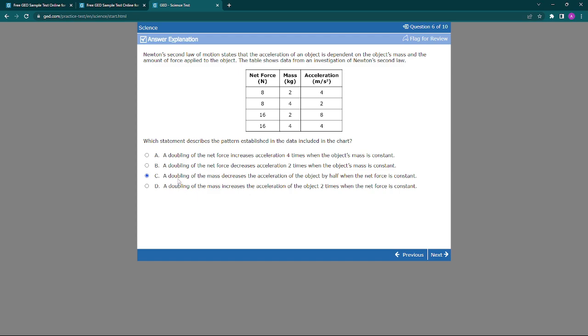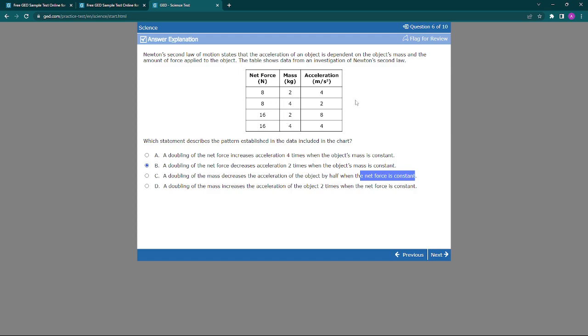So we're still doubling the mass. Oh, wait. So 2 to 4 decreases. Yep, and then 2 to 4 decreases. So I could see this being it. A doubling of the mass decreases the acceleration, so smaller number here, of the object by half when the net force is constant. Okay, so now we're dealing with 8, 8, and 16, 16.